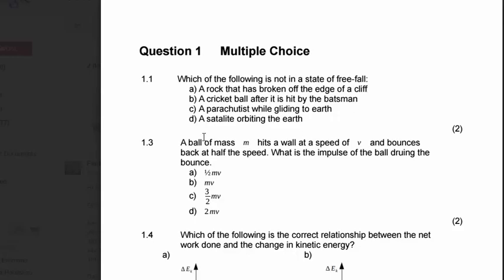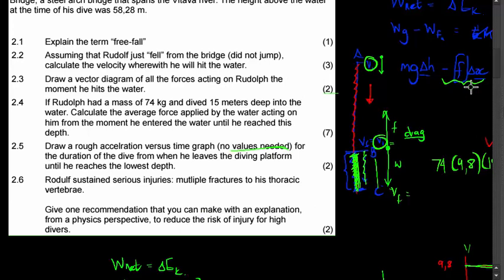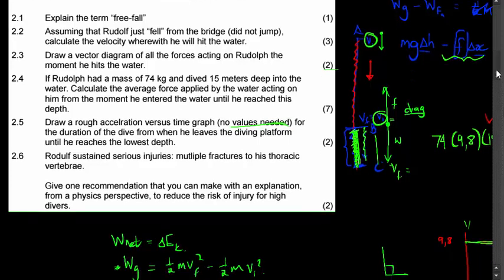A satellite orbiting the Earth. Everyone answered that one. No, you know how satellites work? Satellites are always falling. The only point is that they've been sent into space, rocketed out into space.